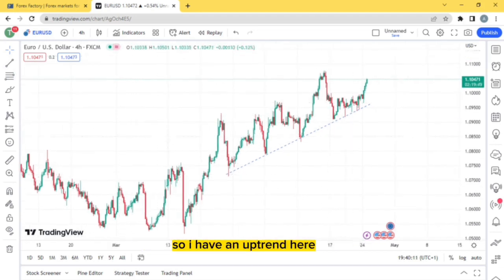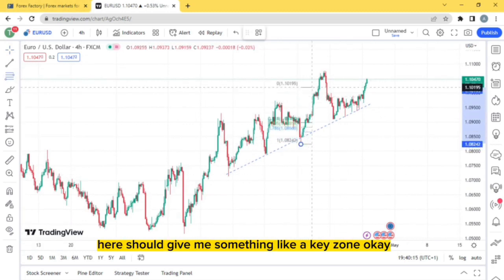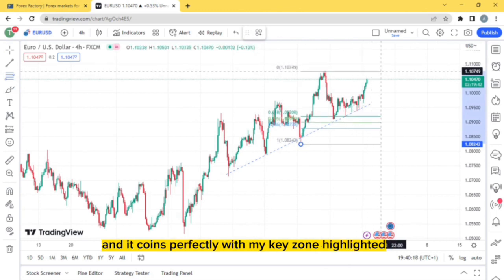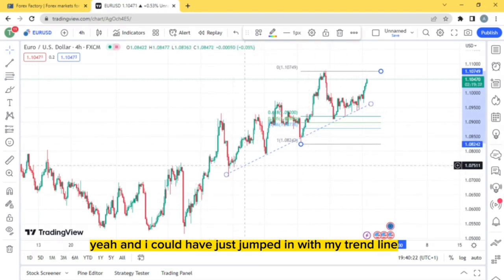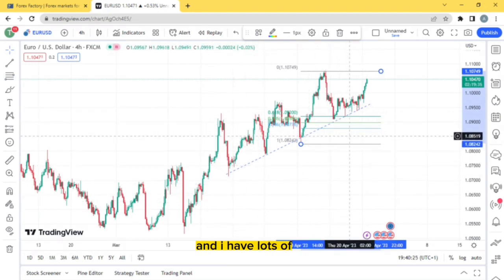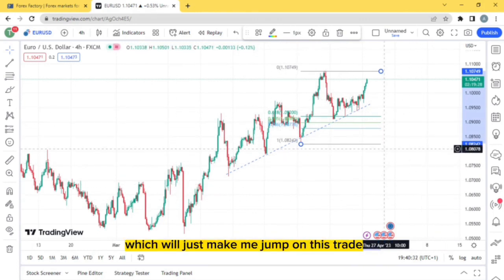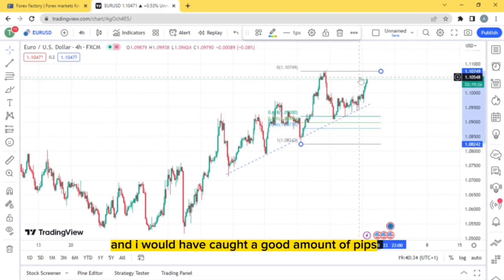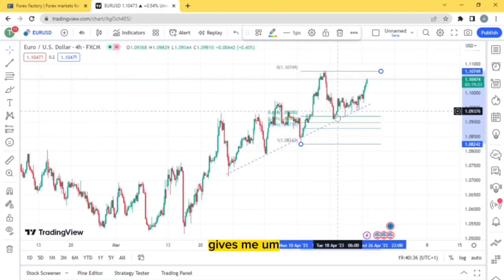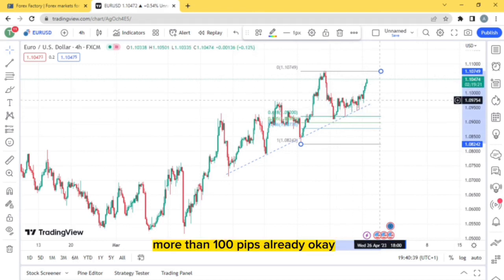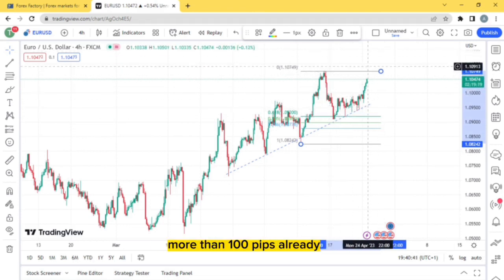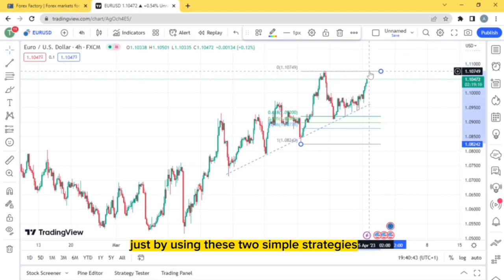then jump in on that impulsive move. So I have an uptrend here, and if I just pull out my Fibonacci, okay, here should give me something like a key zone, okay, and it coincides perfectly with my key zone highlighted here, and I could have just jumped in with my trend line and have lots of, I would say, confluence. These are two confluences, a trend line and a Fibonacci region, which would just make me jump on this trade, and I would have caught a good amount of pips from here to here. Gives me more than 100 pips already. Okay, more than 100 pips already just by using these two simple strategies.